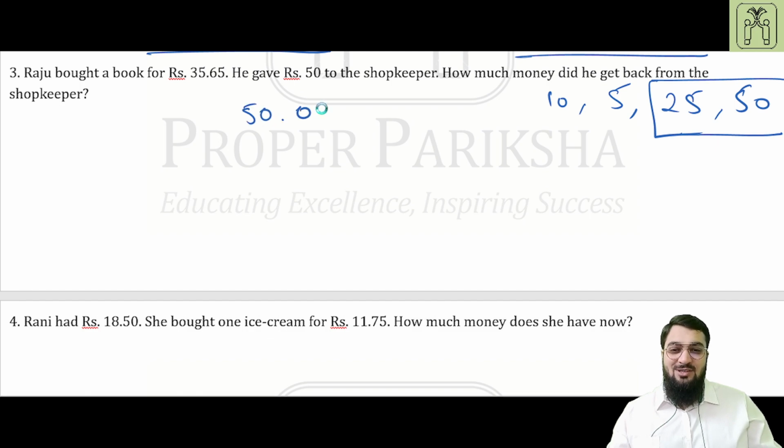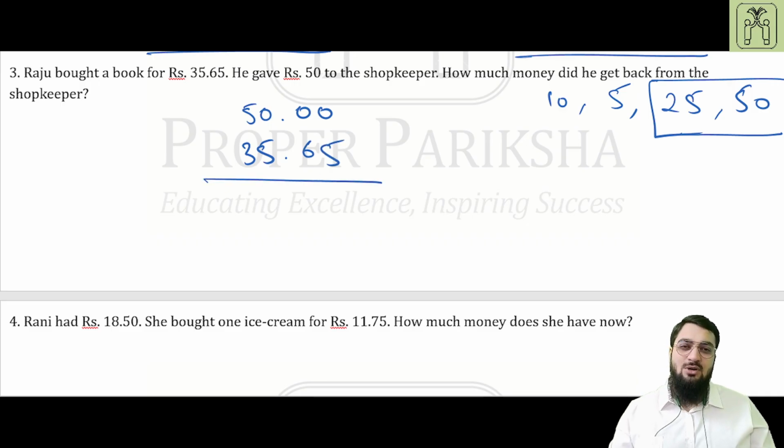So 50.00 minus 35.65 will be written over here, because we have solved such questions in our previous video of solved and unsolved examples. When such a thing is given, we just write that Raju gave a total of rupees 50 to the shopkeeper. That will be equation 1, or it can be written as the amount given by Raju to the shopkeeper is equal to rupees 50, equation 1.